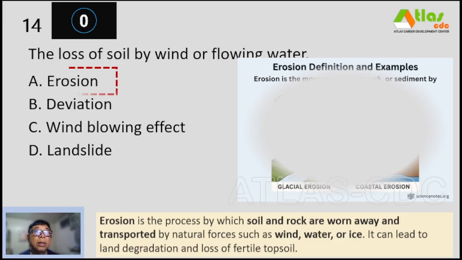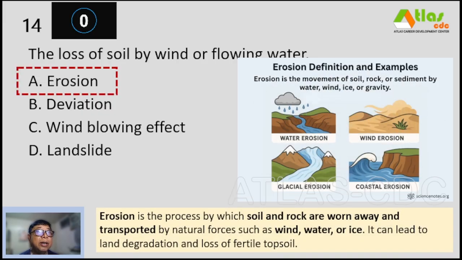And our correct answer is letter A. Erosion. So erosion is the process by which soil and rock are worn away and transported by natural forces such as wind, water, or ice. It can lead to land degradation and loss of fertile topsoil. So erosion is the movement of soil, rock, or sediment by water, wind, ice, or gravity.